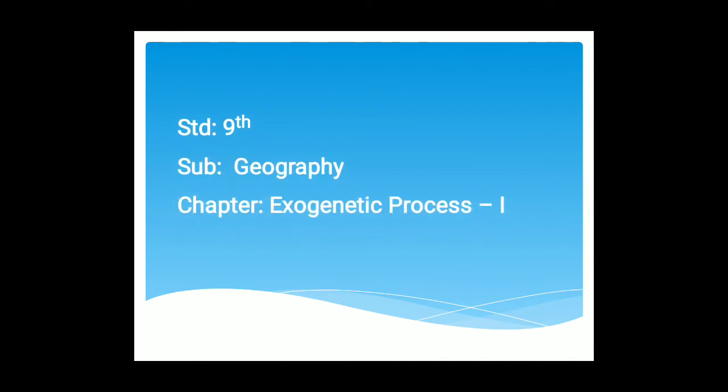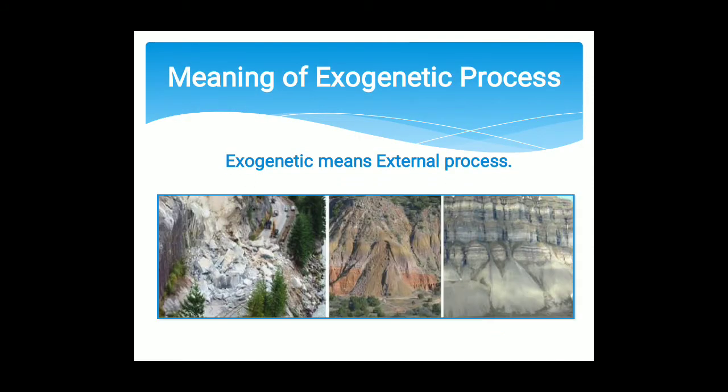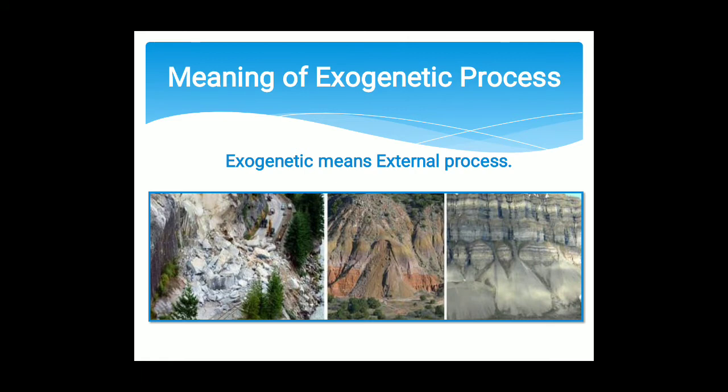In the previous lesson, we studied the endogenetic movements. Endogenetic means internal movements of the earth. Today, in this chapter, we will be studying the exogenetic movements. Exogenetic means external movements. External movements occur because of the forces working on the Earth's surface, forces like solar energy and gravitational force.